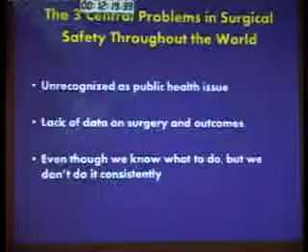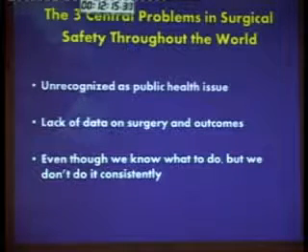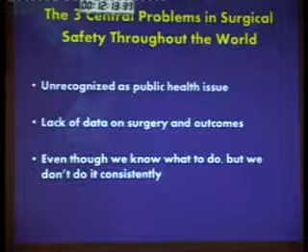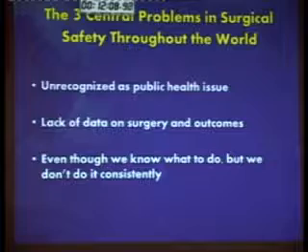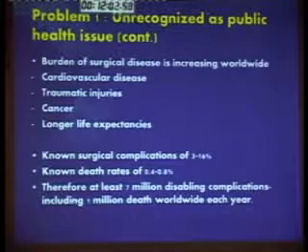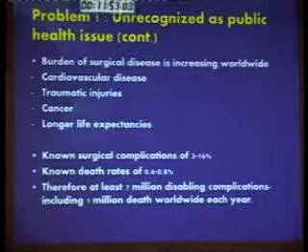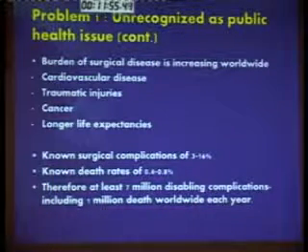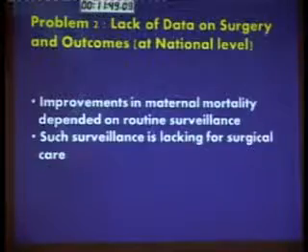What are the problems? The three basic problems are: unrecognized as a public health issue, lack of data on surgery and outcomes, and even though we know what to do, we don't do it consistently. Problem one is burden. There's a big burden of surgical disease increasing all over the world. Because of these surgeries, there are known surgical complications and known death rates. Therefore, at least 7 million disabling complications, including 1 million deaths, occur worldwide each year.